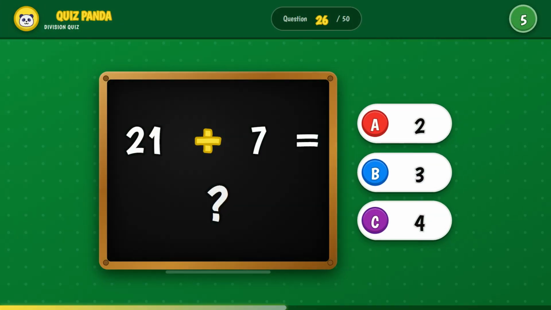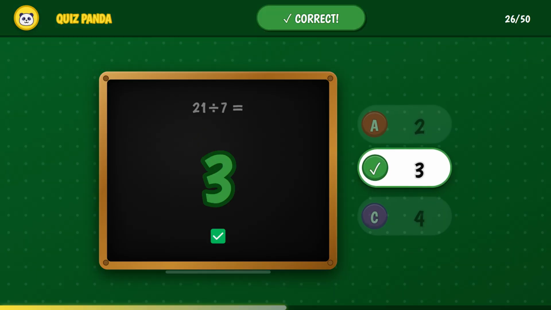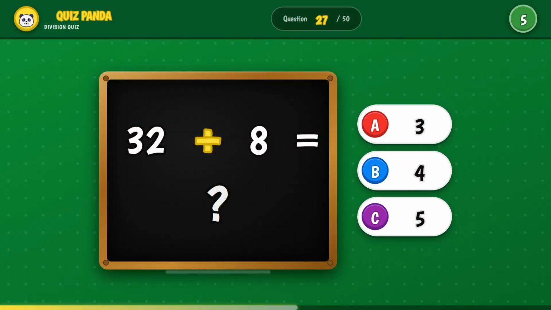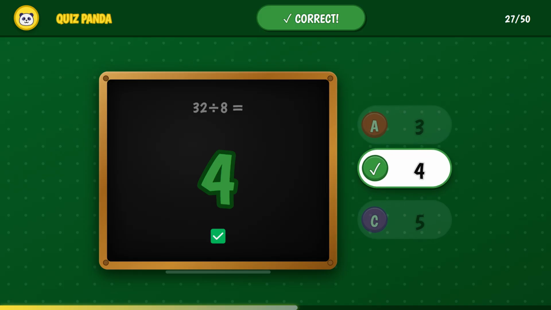Number 26. 21 divided by 7 equals? The correct answer is B, 3. Question 27. 32 divided by 8. What's the answer? The correct answer is B, 4.